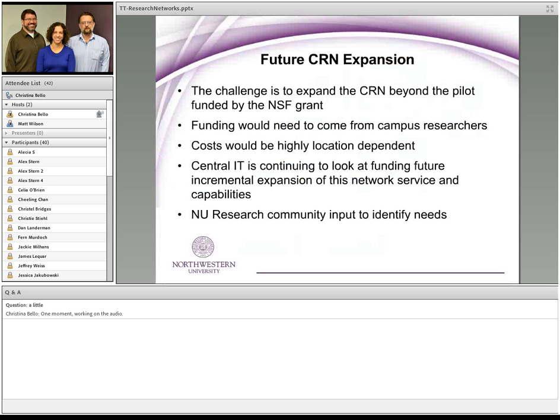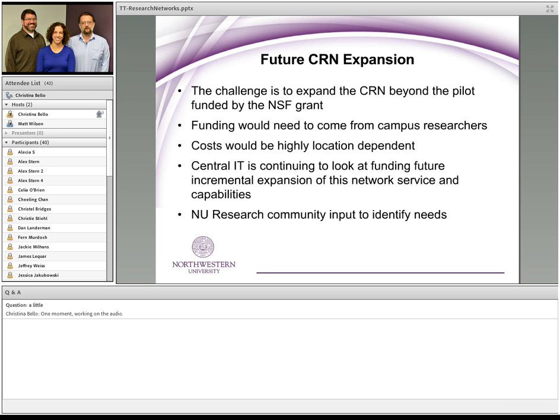So the future of the campus research network for us is the challenge to expand it beyond the pilot. Today, any additional funding to extend it would have to come from campus researchers, and costs are highly location dependent in that if you're in a location where we already have switch and router gear and fiber optic cabling, we're talking a few $1,000s. If you're in a building where we don't have any service today, the cost increases dramatically.